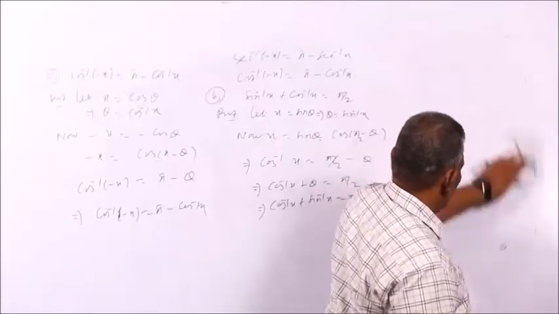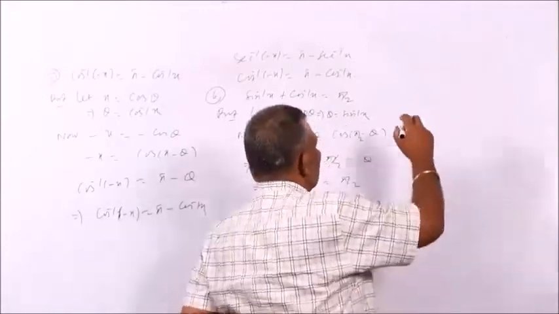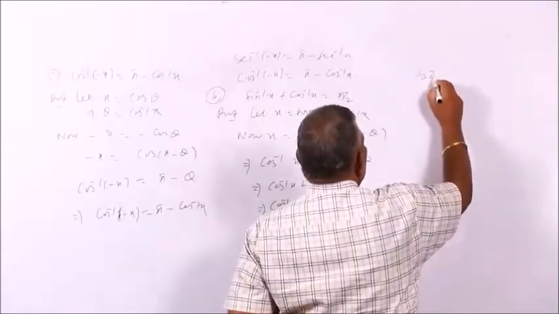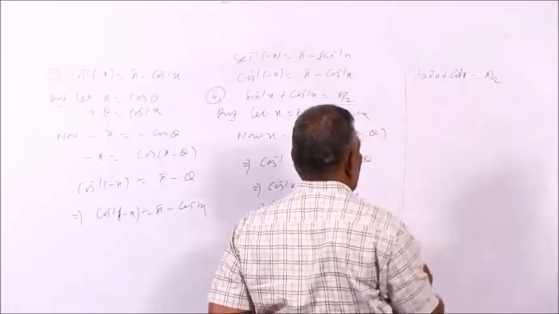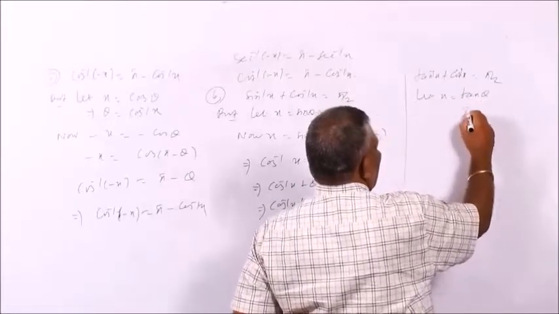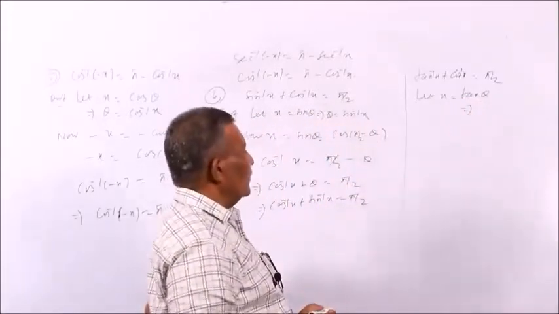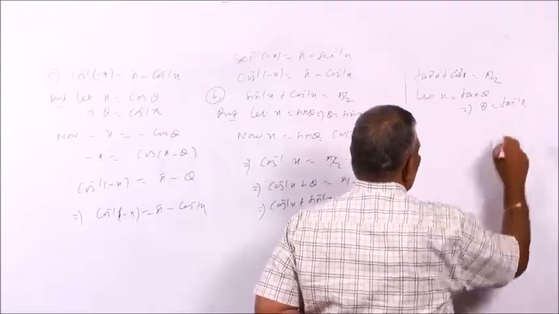Similarly, tan inverse x plus cot inverse x equals pi by 2. For this, let x equal tan theta. Either you can take actual tan theta or actual cot theta, there will be no harm. Implies theta equals tan inverse x.